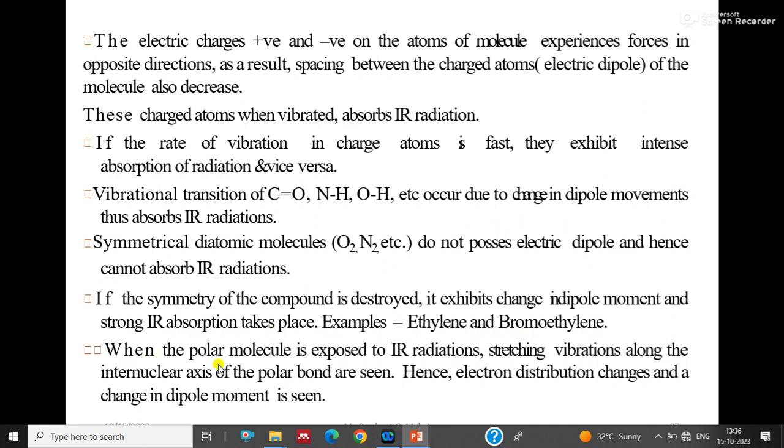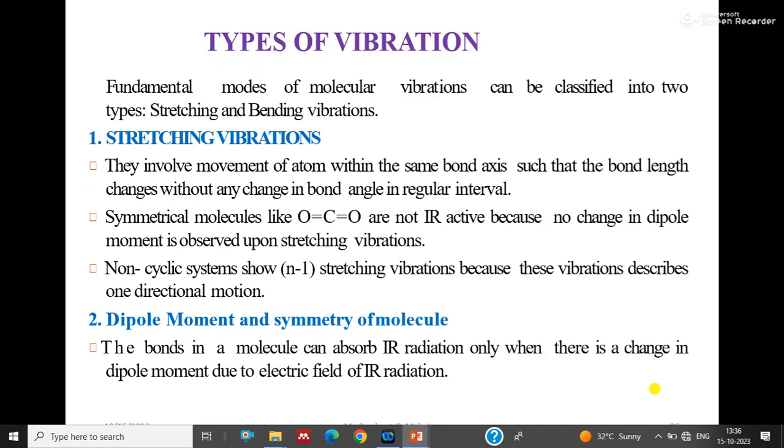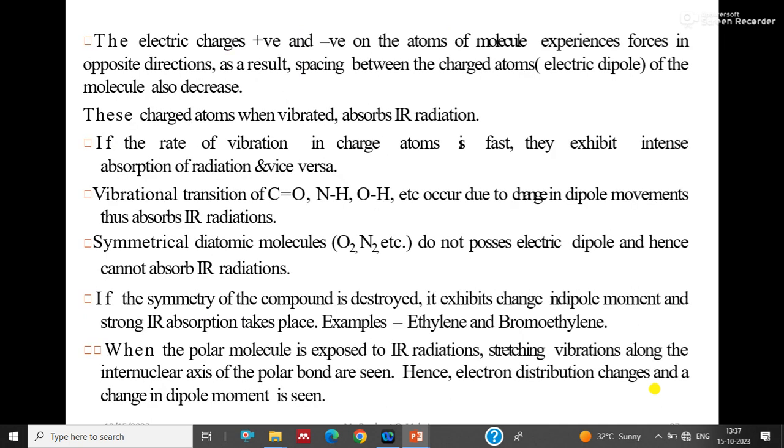Next, when the polar molecule is exposed to IR radiation, stretching vibrations along the internuclear axis of the polar bond are seen. Hence, electron distribution changes and a change in dipole moment is seen. So remember the thing. First, stretching vibration occurs along the bond axis. Second, CO2 does not absorb IR radiation due to no change in the dipole moment. Third, a non-cyclic system shows n-1 stretching vibrations. Fourth, IR absorption takes place only when there is a change in dipole moment.